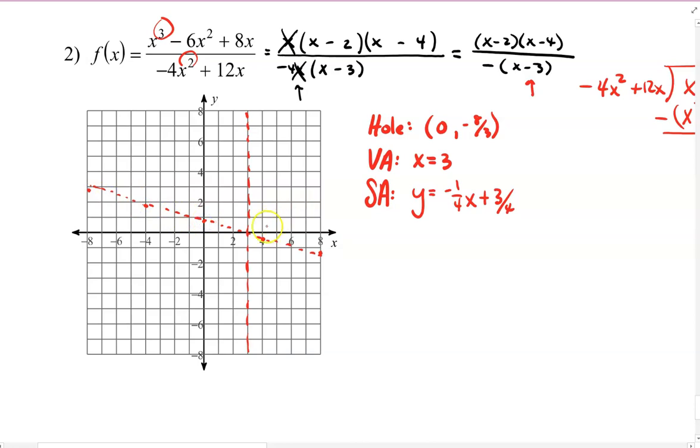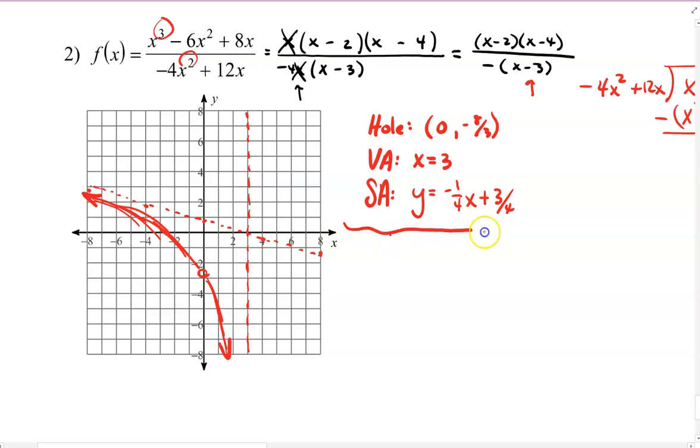We have a hole at 0, comma, negative 8/3. So that's what, 2 2/3. There's a hole right here. So with that hole being located here, I tend to believe that the graph is going to curve something like this. It's going to go towards that hole or through that hole.